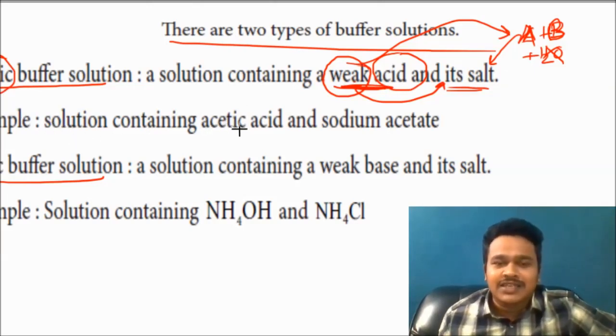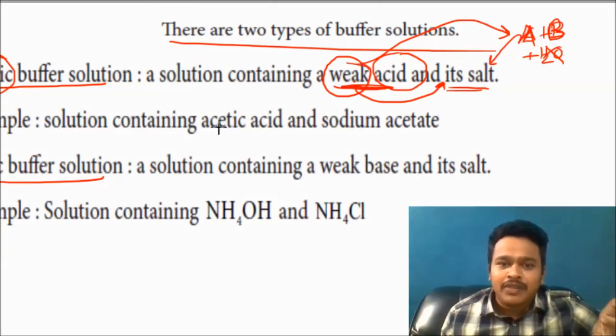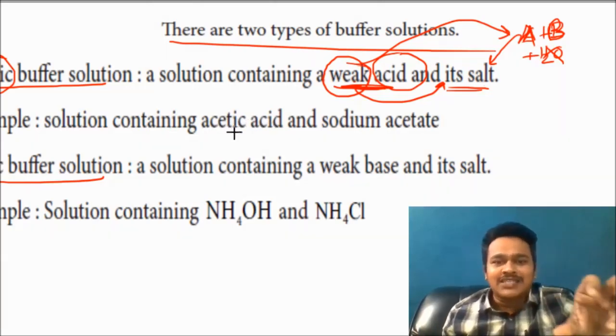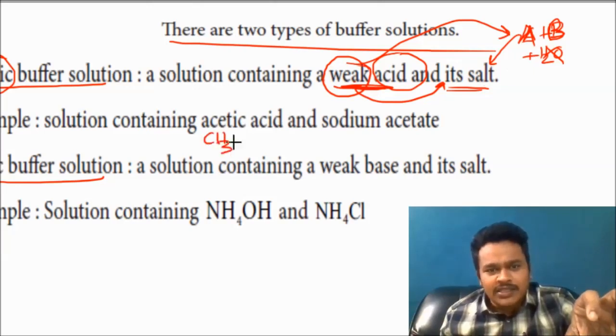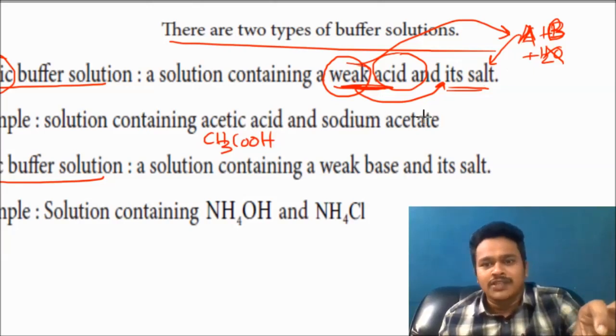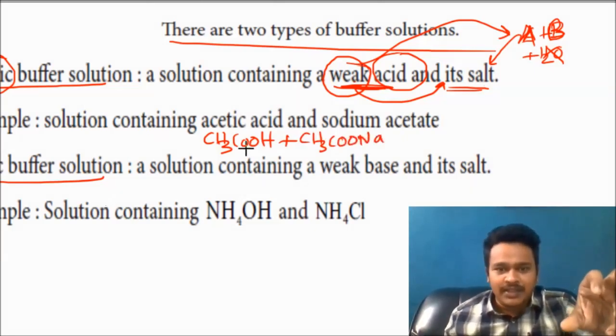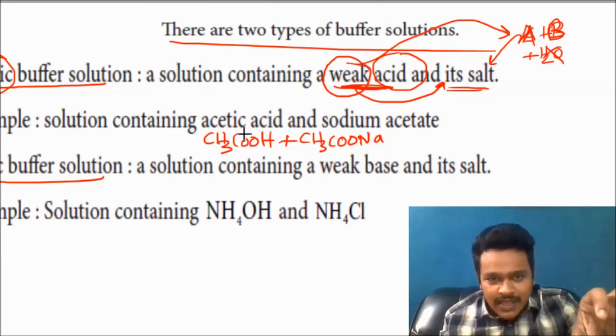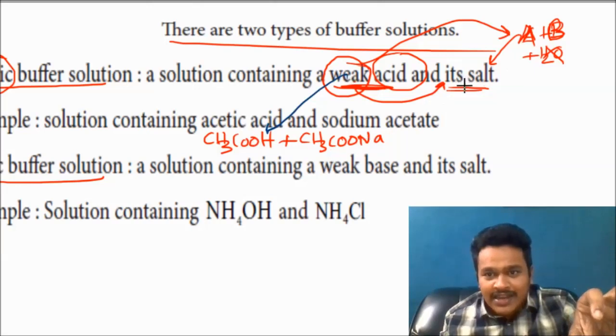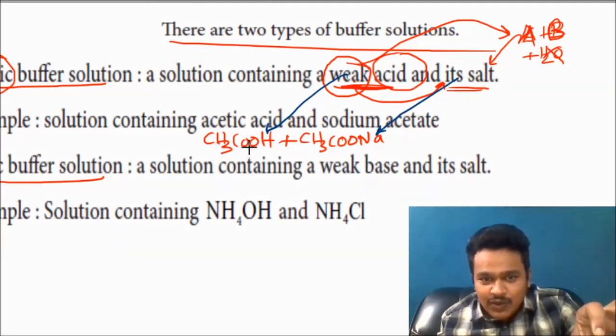What is an acidic buffer solution example? Acetic acid, formula CH3COOH, plus sodium acetate. This CH3COOH is a weak acid. And its salt, CH3COO minus, is the salt.